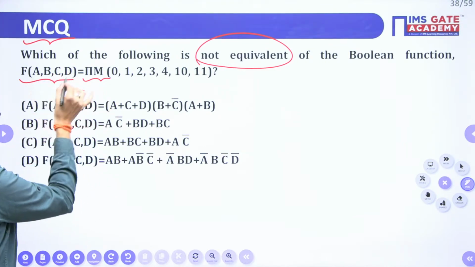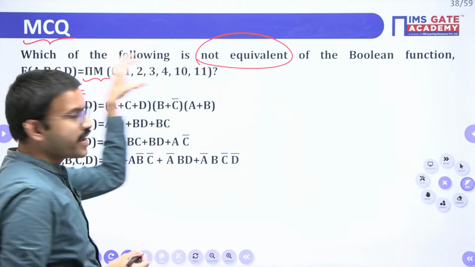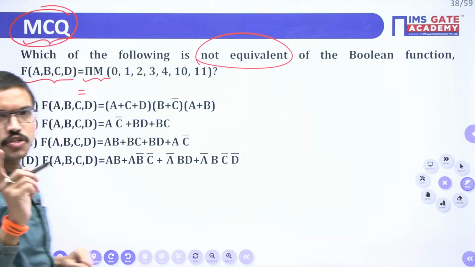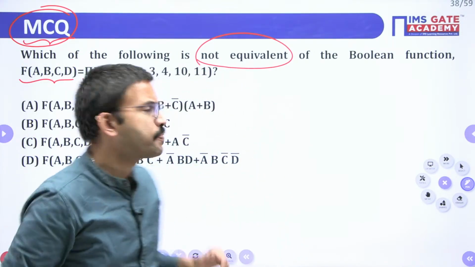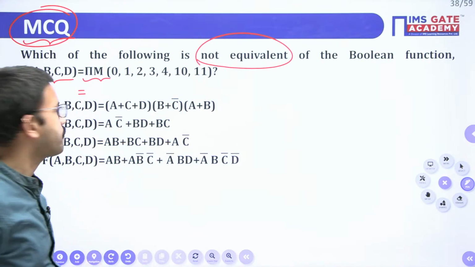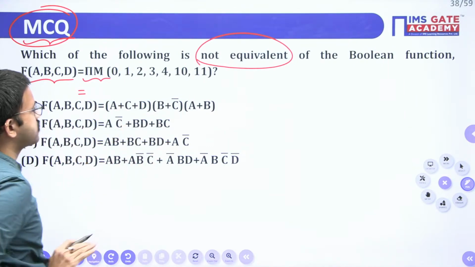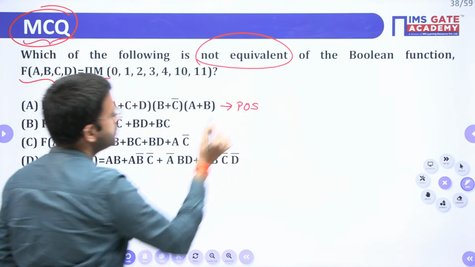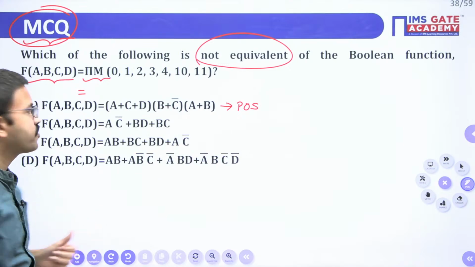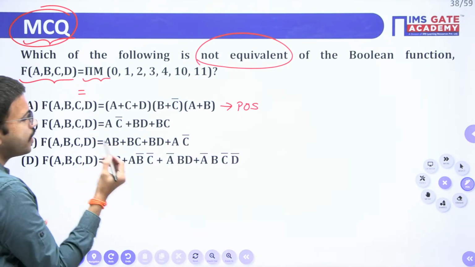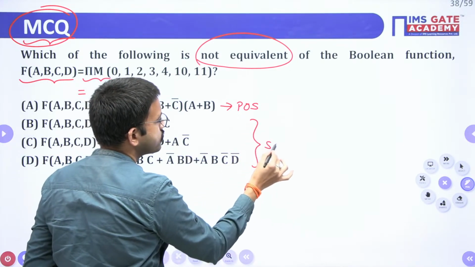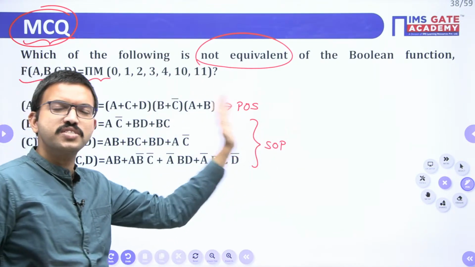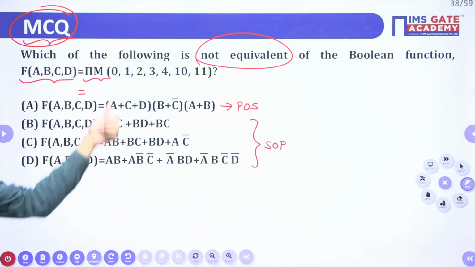See, whatever the given function is, they have given in product of max term form. And here just observe, this question is MCQ. MCQ means only one option will be correct among four choices. Now just look at the four choices. Option A is in POS form. Some terms are product together. Whereas option B, option C, option D are in SOP form. So whether we have to do the simplification with respect to max terms or with respect to min terms, that is based on given choices.